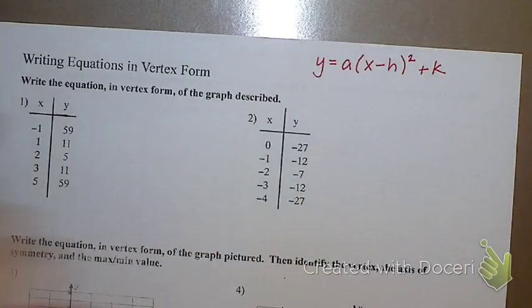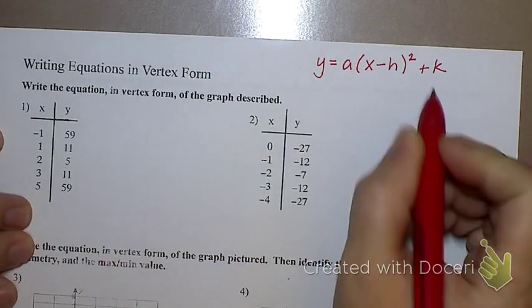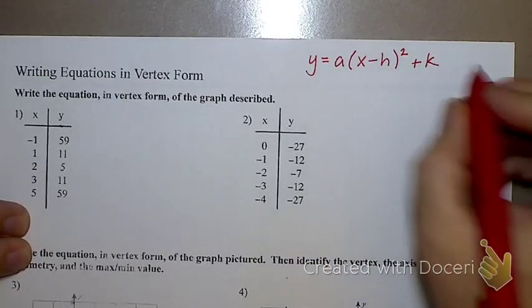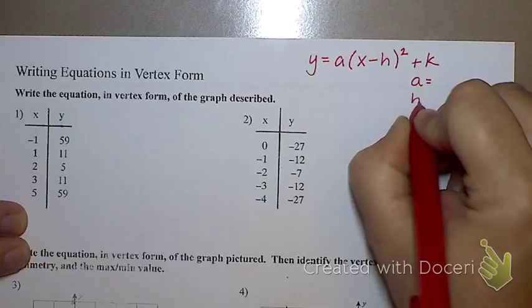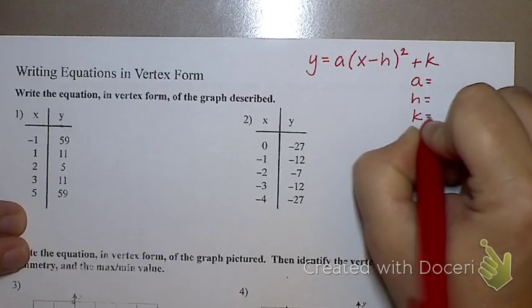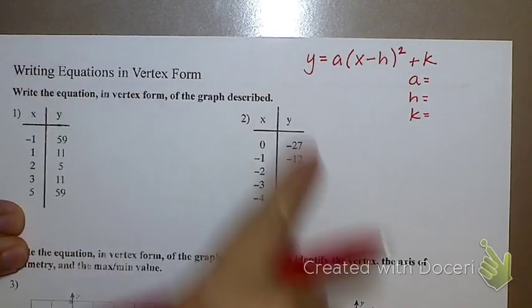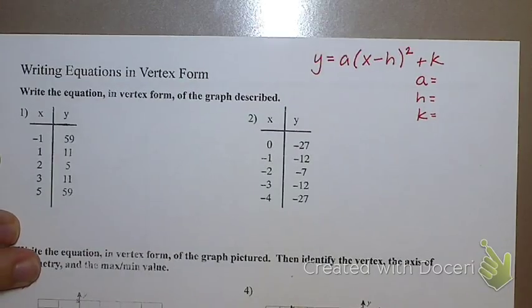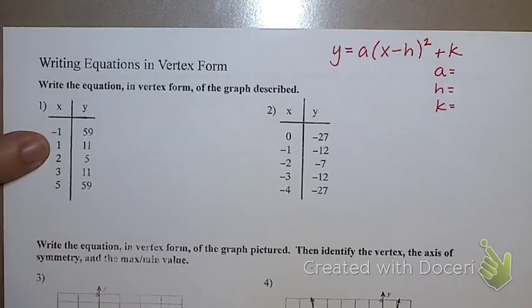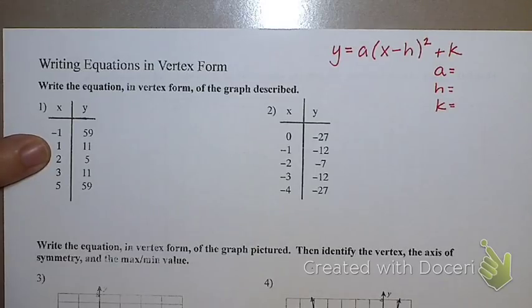Now, in order to write an equation in this vertex form, you need 3 pieces of information. You need to know what a is, you need to know what h is, and you need to know what k is. Once you know those 3 things, you just plug them in here and you've got your equation. All right? So, if you look at number 1, I don't have a picture, but what do you notice about the chart?